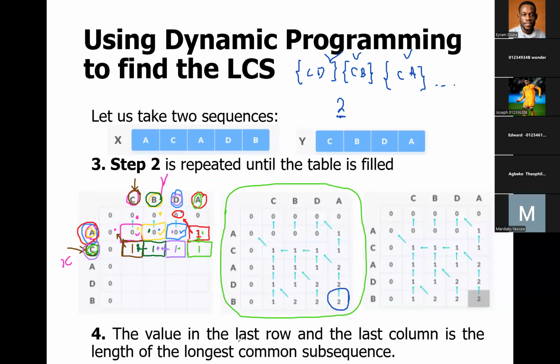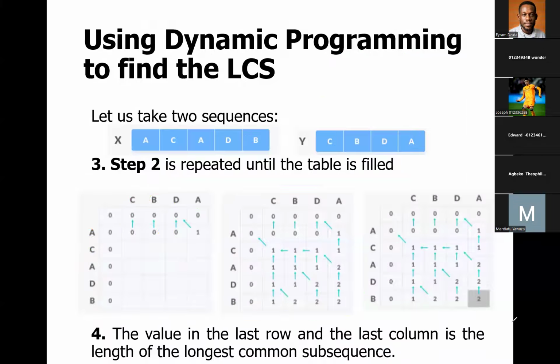If your last row and your last column has a length which is equal to what you get when you observe and list them, so in this case 2 from the table, and then by observation 2, we have what? 2. So that gives us the longest common sequence. Okay. Now let's move to step 5 and see what is happening there.